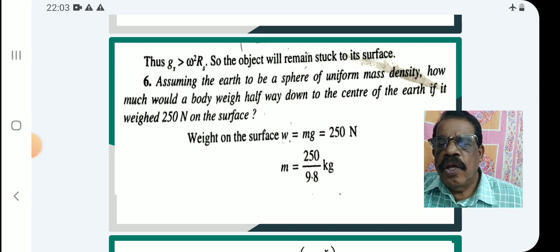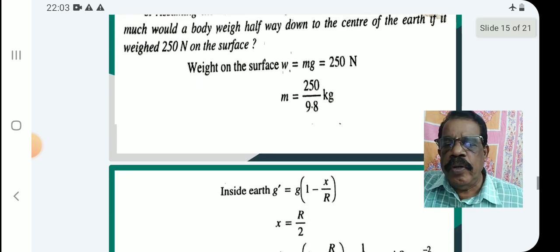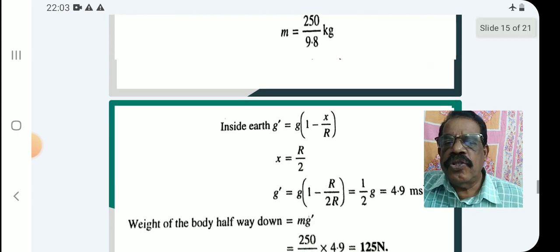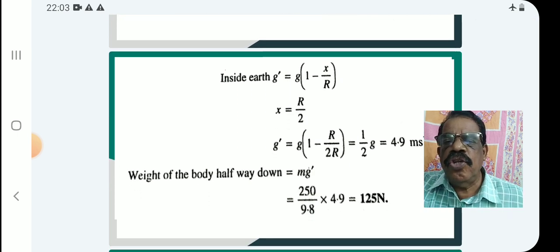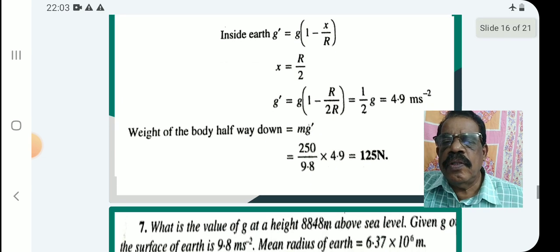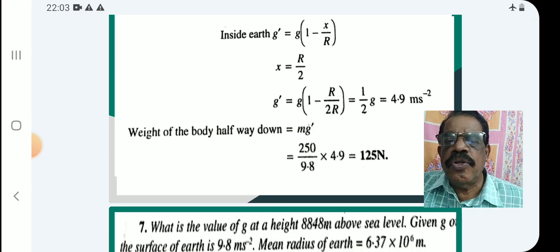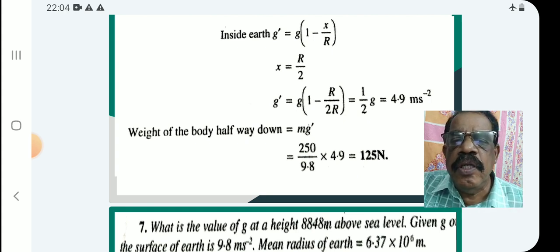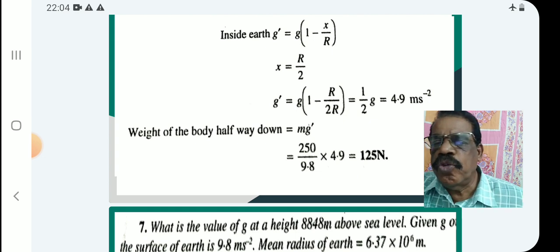Weight on the surface W is mg, 250 Newton, so m is 250 divided by 9.8 kilogram. Inside Earth, g dash is g into 1 minus x by R, where x is R by 2. So g dash is g into 1 minus R by 2R, that is 1 by 2 g. R and R will cancel, we get 1 by 2 g, 4.9 meters second raised to minus 2.